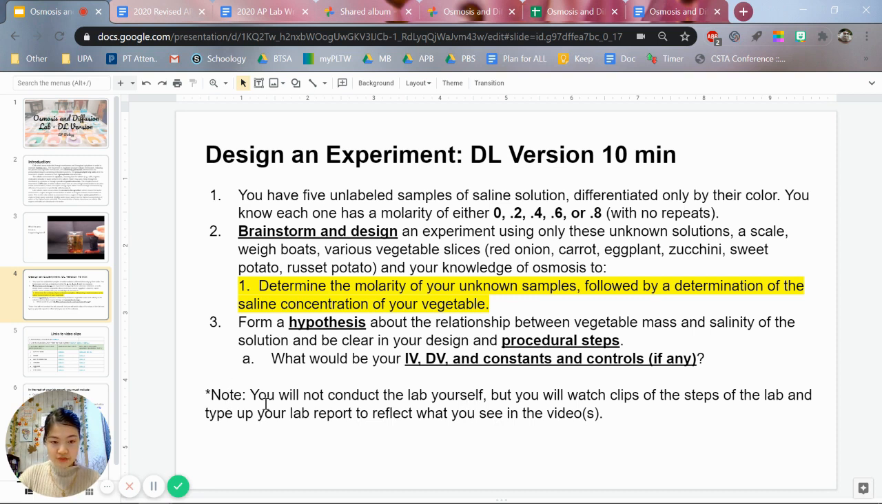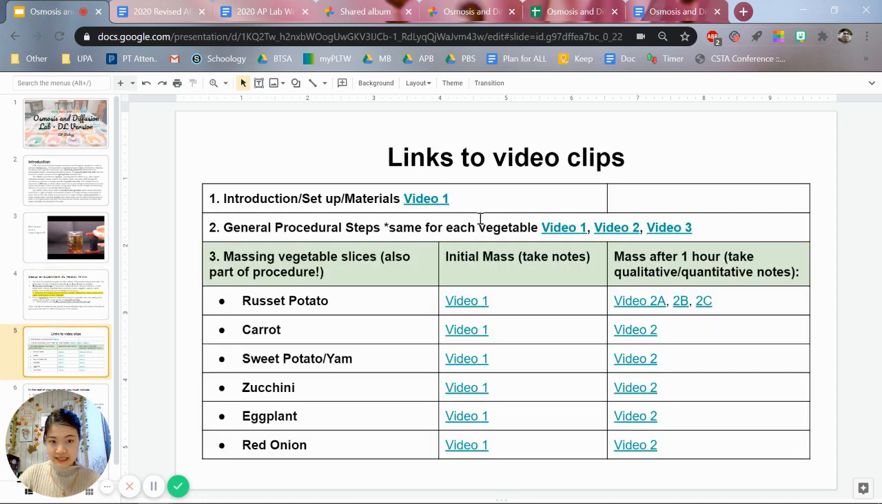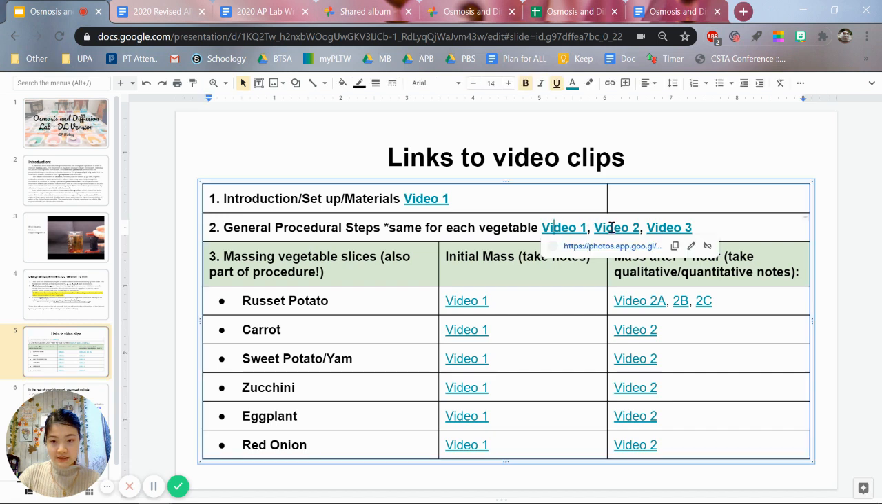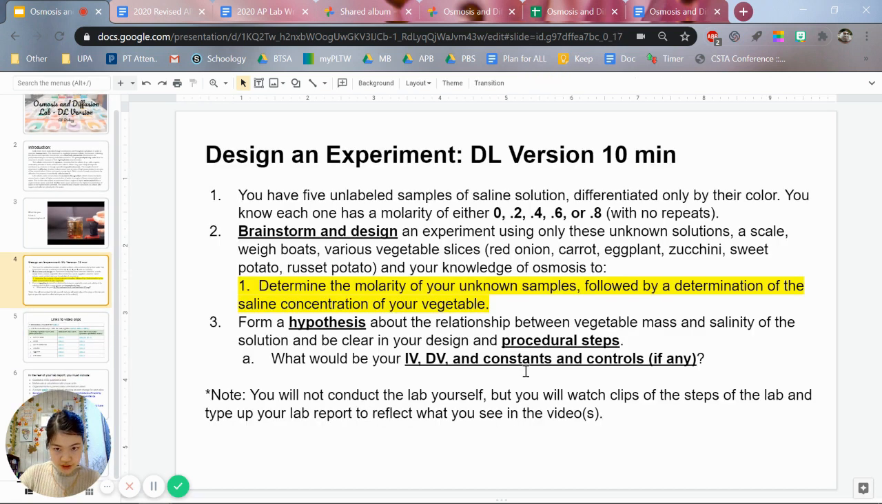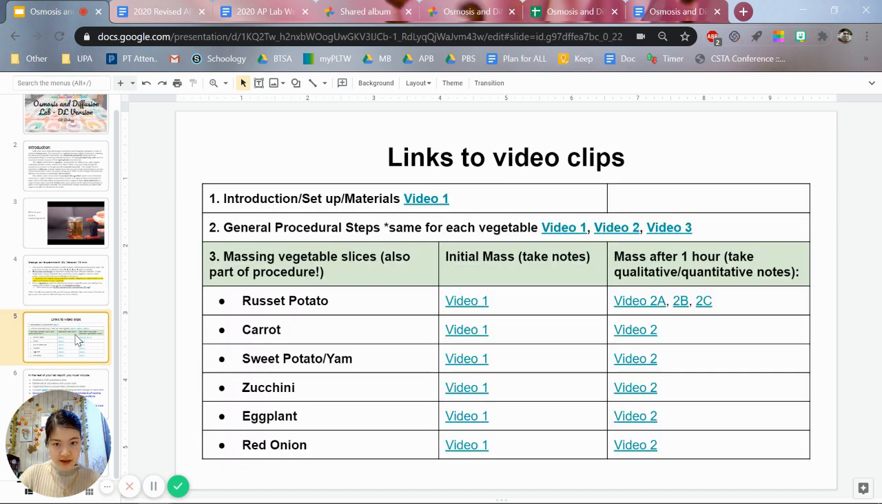And I just have this note here for students to know that they're not conducting this lab themselves, even though I want them to think about and brainstorm and design an experiment. They can put this in part of their lab write-up, like what they would have designed. And then when they watch my clips, they will have to write out what they see in my procedure. And I just have 3 video clips. I'll open each one of these to show you what they look like. And yeah, that's pretty much the instructions I gave my students.